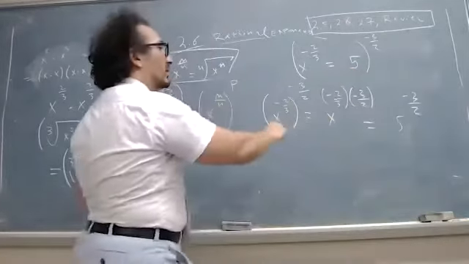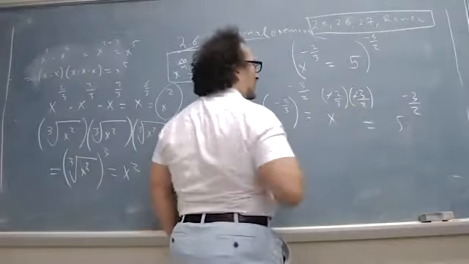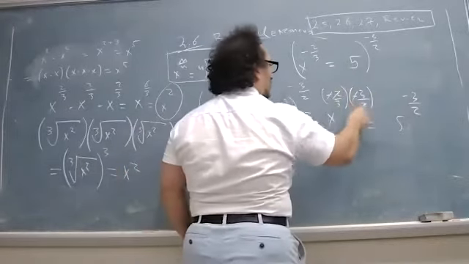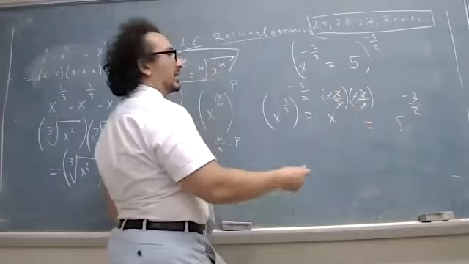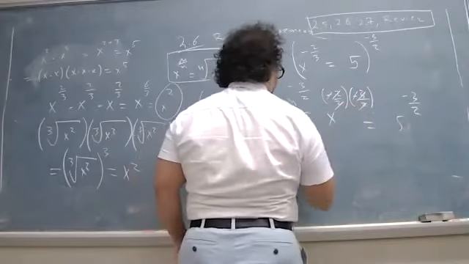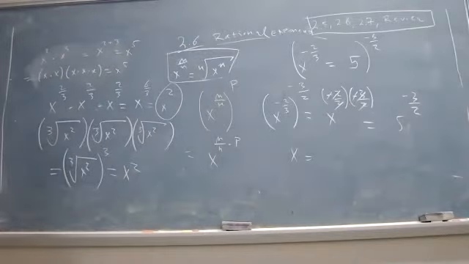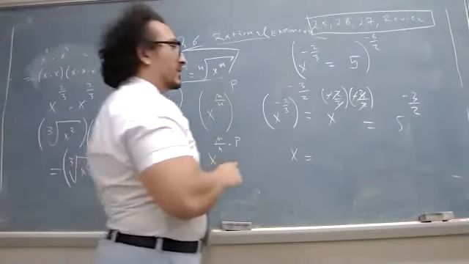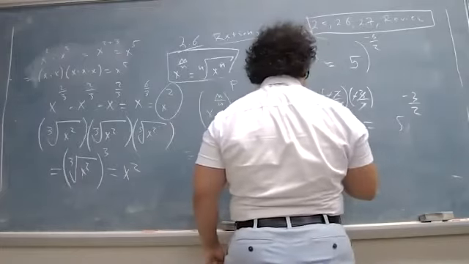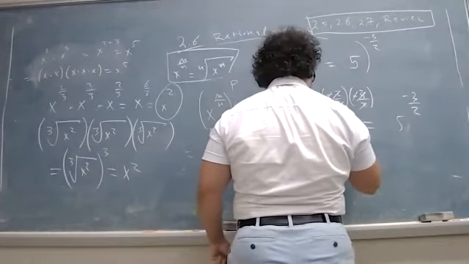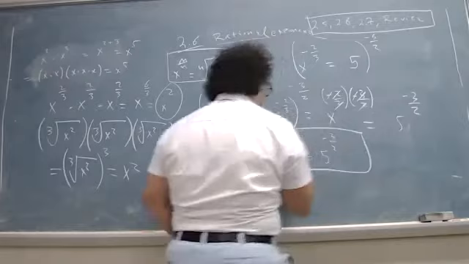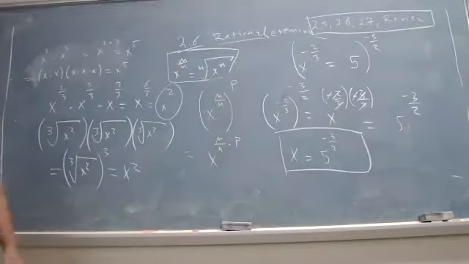Okay, but notice the negatives cancel because negative times a negative is a positive, and the 2's cancel and the 3's cancel. Everything cancels to give me 1. So it's x raised to the 1 power, which is just x. But that equals 5 to the negative 3/2. So we're done. We just solved for x.